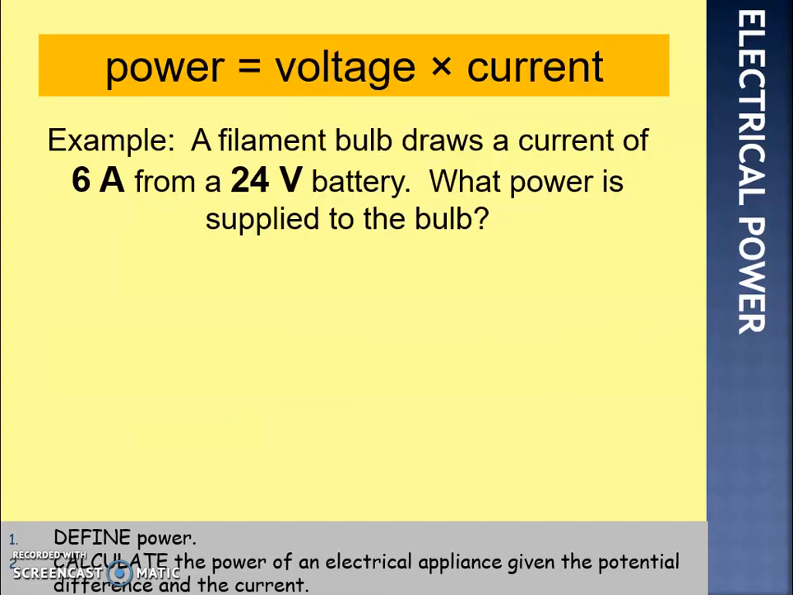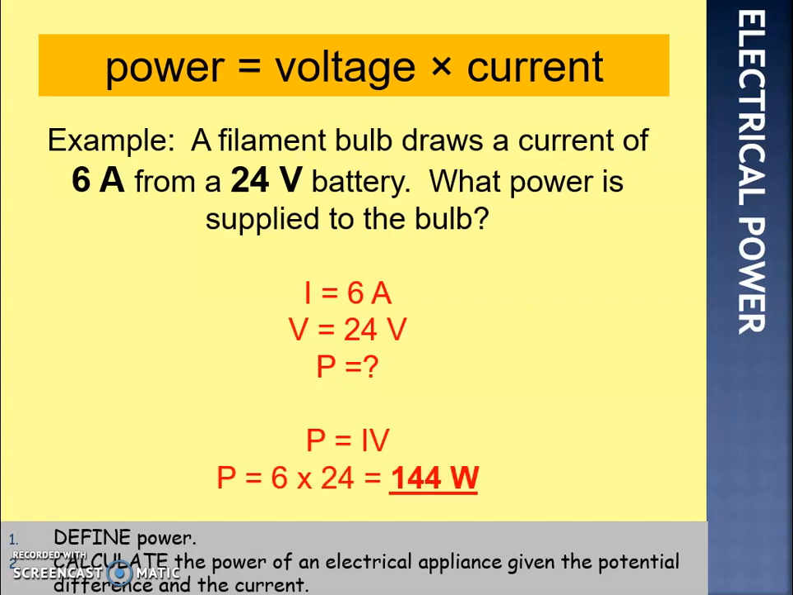Another example here: a filament bulb draws a current of 6 amps from a 24 volt battery. What power is supplied? Again, pause the video and answer that question. So we know our current is 6, our voltage is 24, our power we don't know, but we know that power is current times voltage. So 6 times 24 giving us 144 watts.